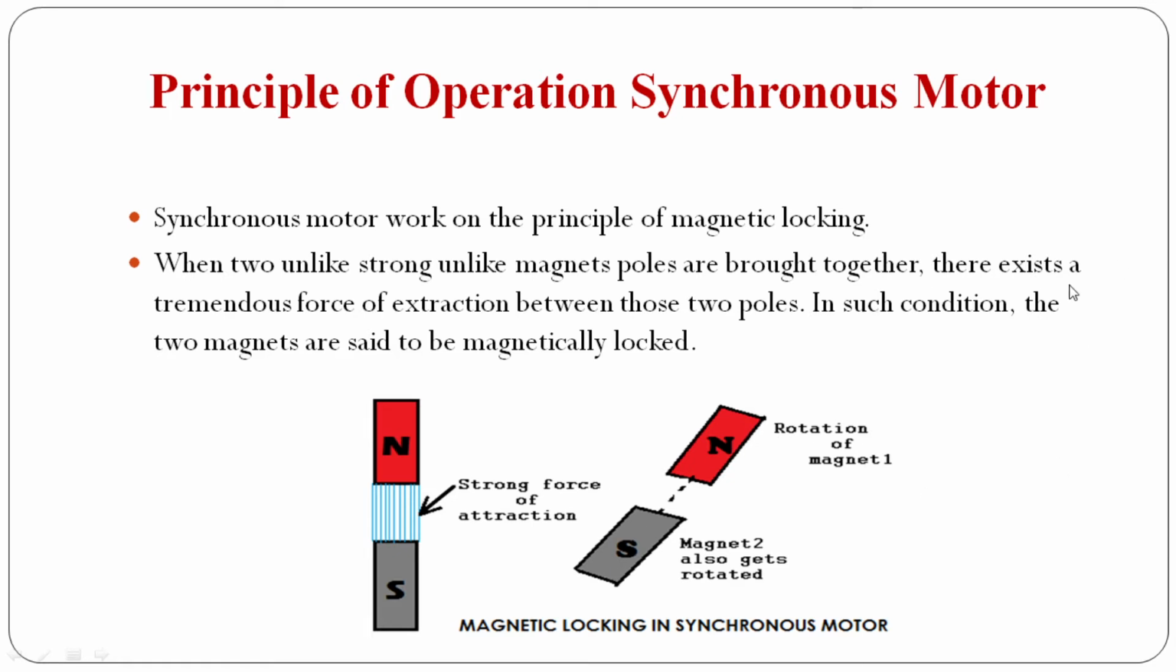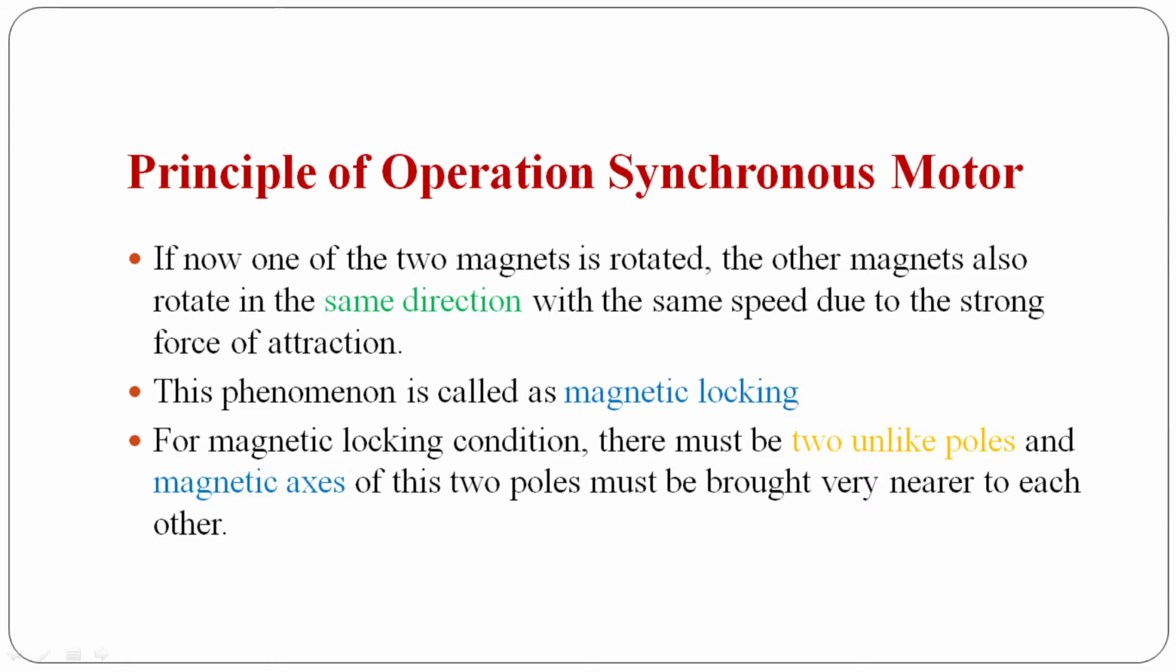When two unlike strong magnet poles are brought together, there exists a tremendous force of attraction between these two poles. In such a condition, the two magnets are said to be magnetically locked. If one of the two magnets is now rotated, the other magnet also rotates in the same direction with the same speed due to the strong force of attraction. This phenomenon is called magnetic locking.